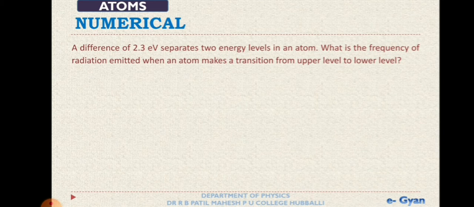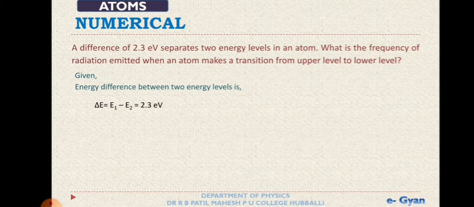A difference of 2.3 electron volts separates two energy levels in an atom. What is the frequency of radiation emitted when an atom makes a transition from upper level to lower level? Now here, the energy difference between the two levels is delta E, which can be taken as E1 minus E2, which is given as 2.3 electron volts. If we convert electron volts into joules, we get the energy difference as 3.68 into 10 to the power of minus 19 joules.